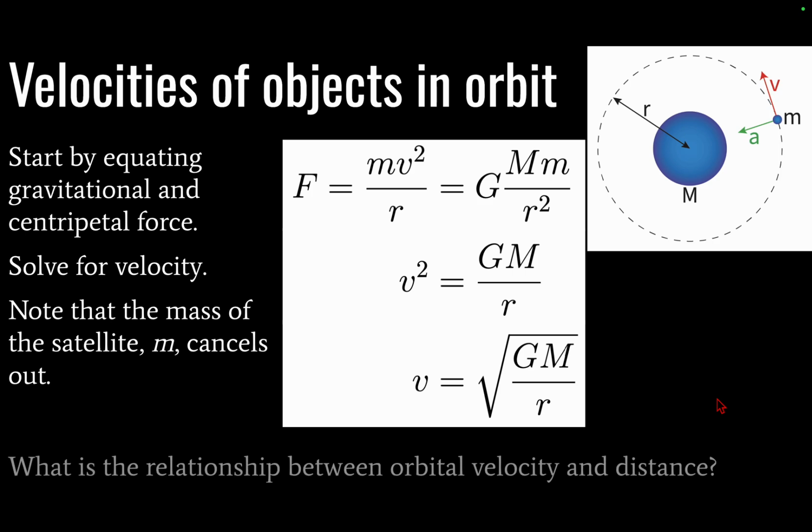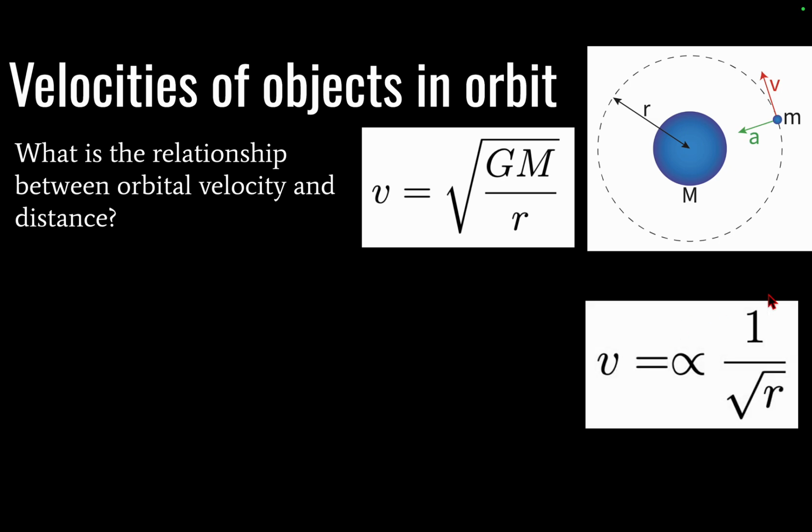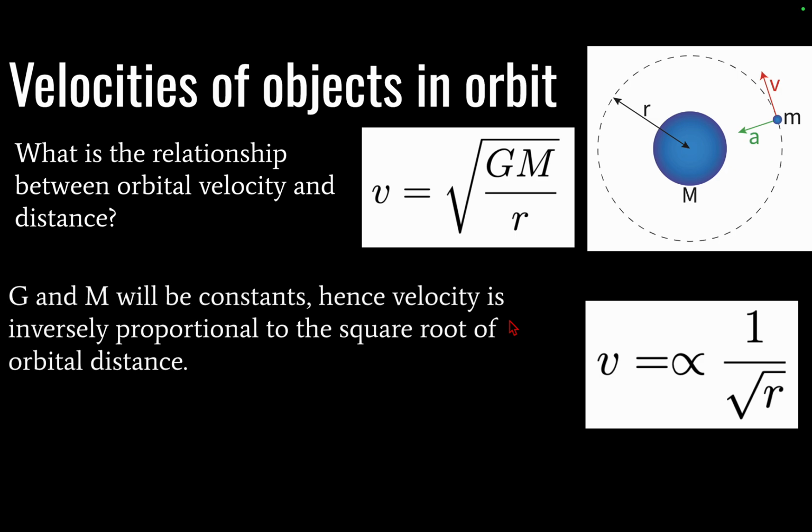Okay, very convenient. So what is the relationship between velocity and distance? Well, what we should find is that velocity is proportional to 1 divided by the square root of our orbital distance. And the reason for that is because G and M are both constant.